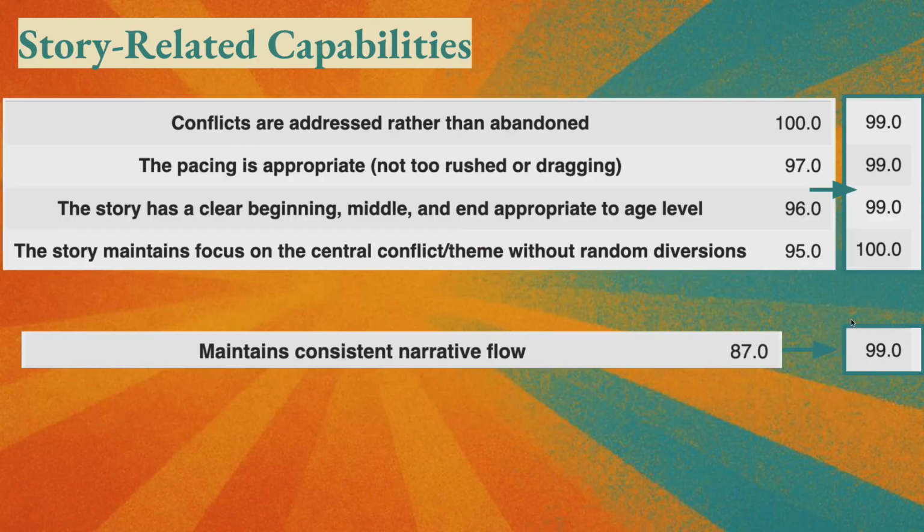And then when we look at story related or storytelling related capabilities, which is basically plot, it mostly stayed the same. We had a little bit of improvement for the beginning, middle, and end clarity, central conflict and theme without diversions. So I improved my alignment, or I guess Claude and I both improved our agreement. A little bit of a drop for conflicts addressed, and that's fine. And then the criterion that I moved over from the context tracking category, maintains consistent narrative flow, increased by 12% in terms of alignment. So super pumped about this. This is again another solid alignment and agreement overall.